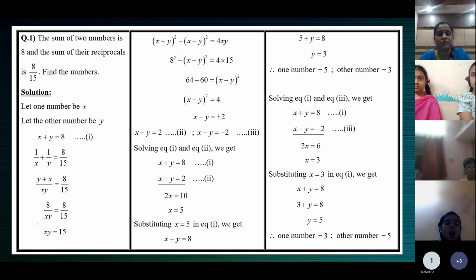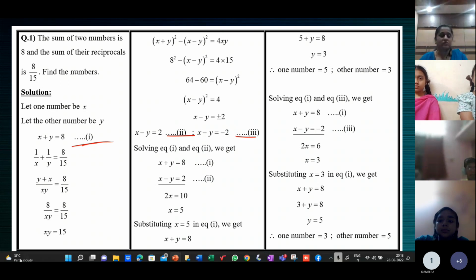Because they are from the same information. From this one equation, you're getting these two. It's the same information. You're not supposed to solve these two. So solve equation 1 and 2, 1 and 3, and find the two numbers.